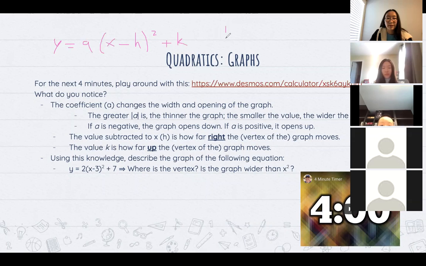And remember the vertex is h comma k. So let's look at that equation down here. Can any of you find where the vertex is? Remember, be careful about what I said about the negative h. It's 3, 7. Nice. Yeah, excellent job.